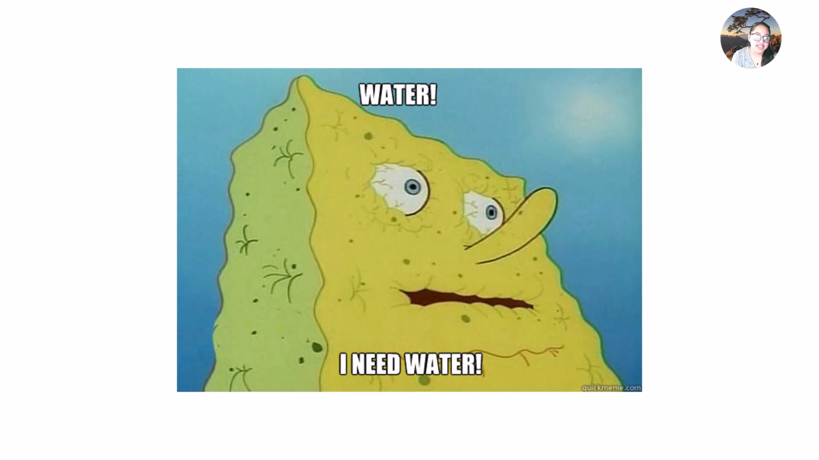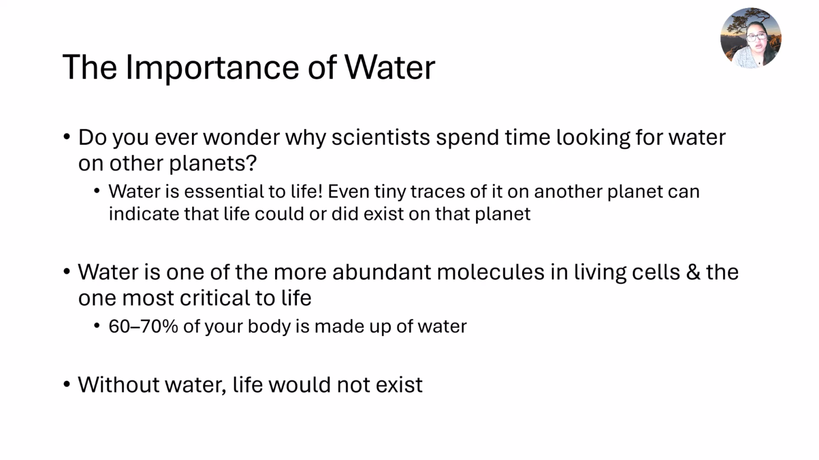So water is necessary for life. It's a big important concept. We always think about looking for life on other planets based on whether or not there's water or was water there. So why does it matter if there's water there? Because it really is essential to life. So even tiny traces of it on another planet can indicate that life could or did exist on that planet. So that's why we look for any sign of water as a sign potentially of life.